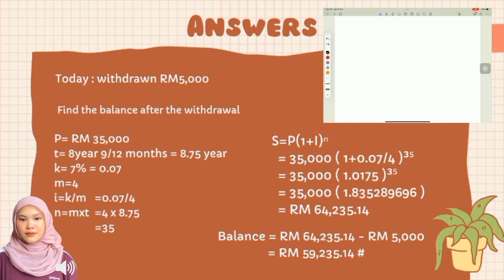Like I said before, for this question, we will use this formula, which is S equal P bracket 1 plus I bracket power of N. So we're gonna put the information into this formula. 35,000 bracket 1 plus I, which is 0.07, 4, bracket power 35.